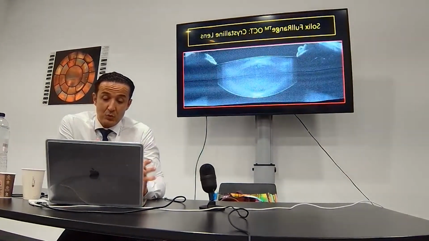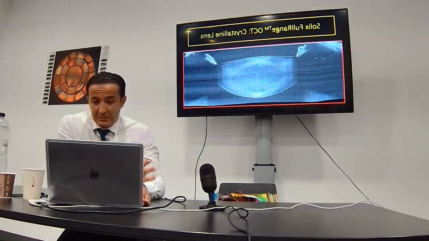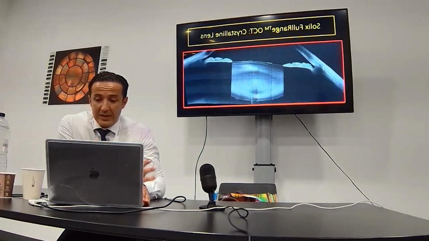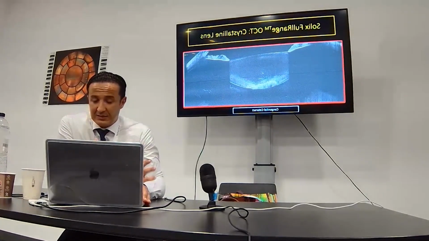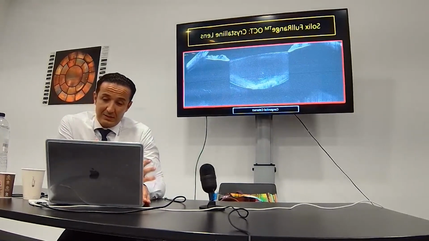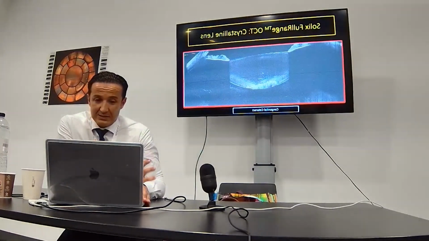You can have the whole image of the crystalline lens, from the anterior crystalline up to the posterior capsule, to analyze the organization of the opacity. And here you can see a congenital cataract with contraction of the posterior capsule, and we know sometimes we can have some complications in this case.